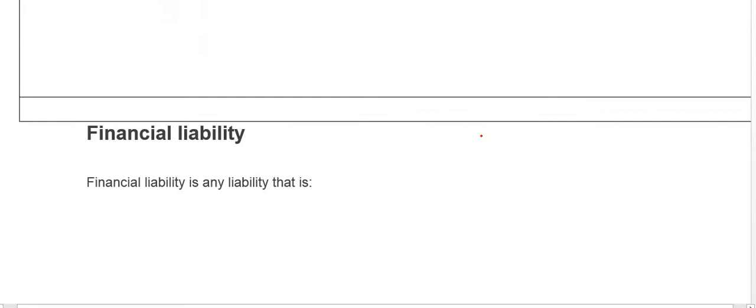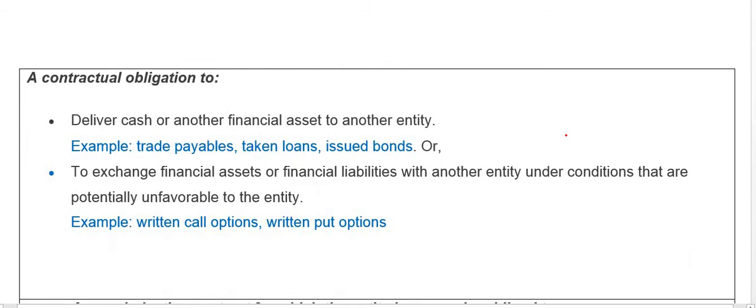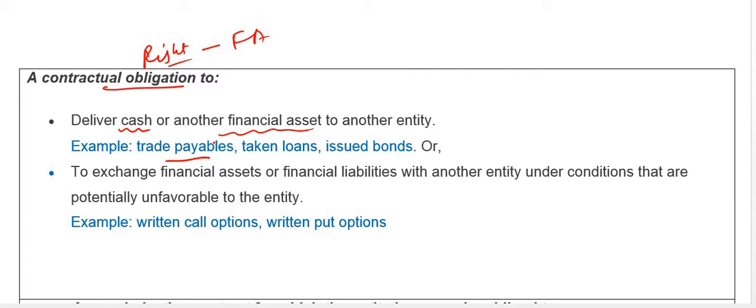Now, financial asset, financial liability: what is financial liability? Financial liability is any liability that is a contractual obligation. Before, we studied a contractual right regarding financial asset, but here we have a contractual obligation, for delivering cash or another financial instrument to another entity, like trade payable. So trade payable is a financial liability, and we have to pay the money to the entity. Taking loans and issuing bonds are also this sort of thing.